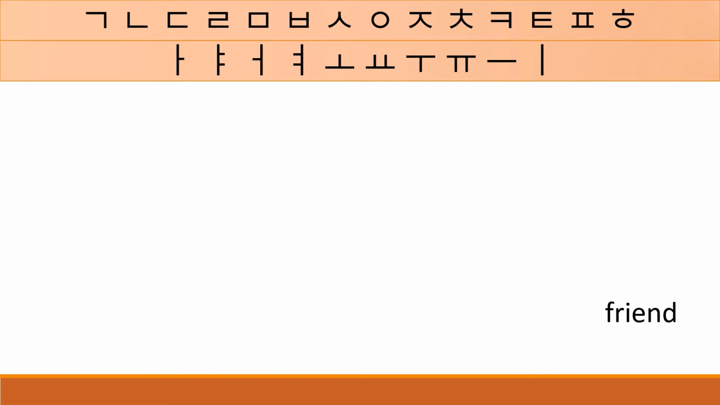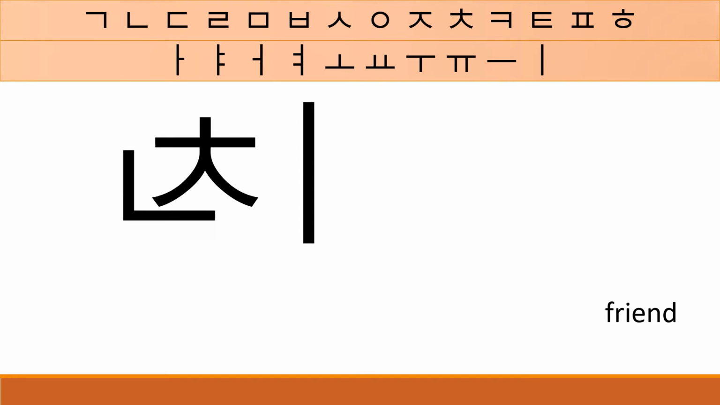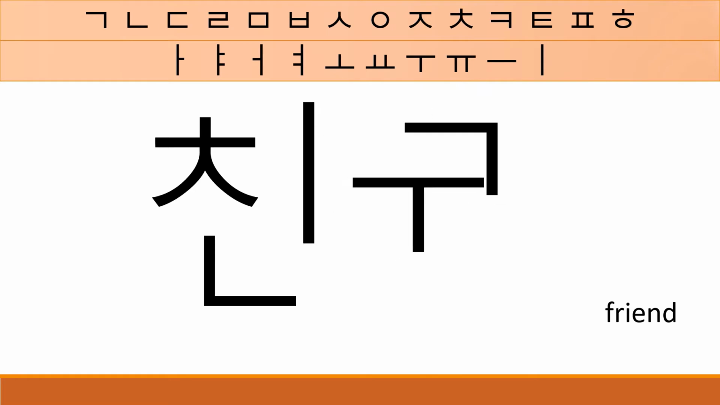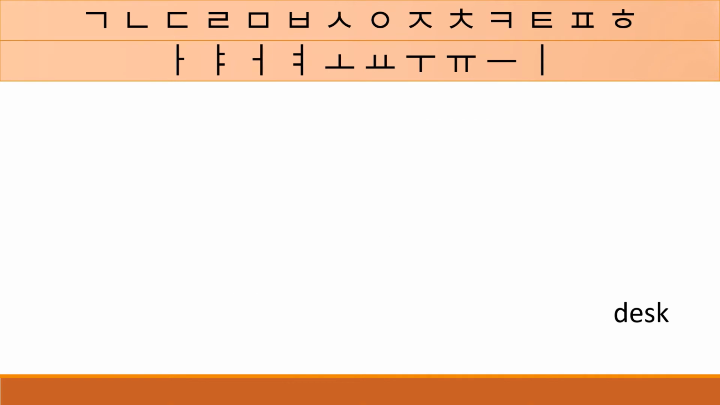Next word is friend in Korean. First syllable 친 and second syllable 구. 친구. So again, 친구, together, 친구. If you are ready, here comes the answer. 치 plus ㅣ makes 치 and n underneath, 친, and 그 plus 우, 구, 친구.